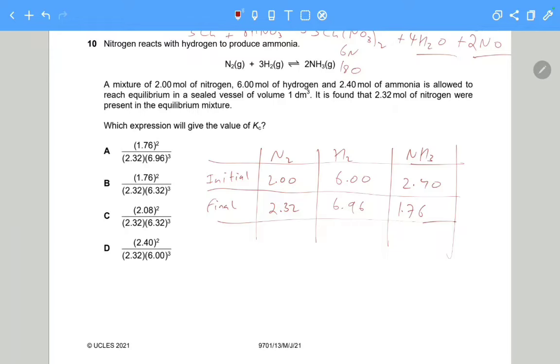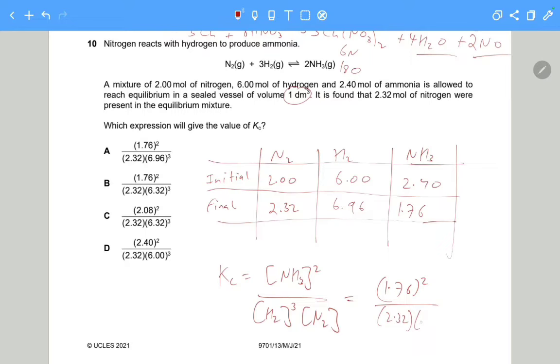So this is final at equilibrium, and because the volume is only 1 dm cubed, when we calculate the concentrations, we are dividing all moles by 1, which essentially means we can use the moles instead of the concentrations in the Kc equation. So Kc will be equal to NH3 whole squared over H2 cubed into N2, which is equal to 1.76 squared over 2.32 for nitrogen and 6.96 cubed for hydrogen, and therefore option A is the correct answer.